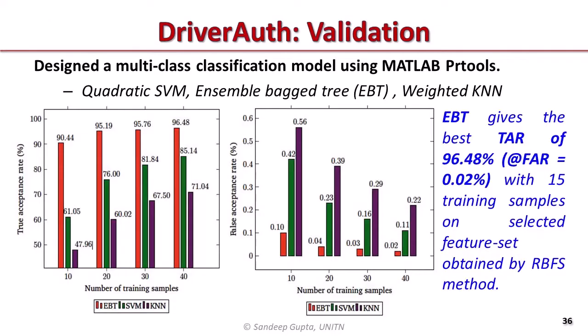In the slide, I am only presenting the validation results of the classification model using the holdout method. Otherwise, in the paper, one can see the validation results in unimodal and bimodal settings, using cross-validation as well as the holdout method. We designed a multi-class classification model using MATLAB PRTools, and used Quadratic SVM, Ensemble bagged tree, and weighted KNN classifiers. The Ensemble bagged tree classifier gives the best TAR of 96.48% at FAR equal to 0.02% with 15 training samples on the selected feature set obtained by the relief-based feature selection method.